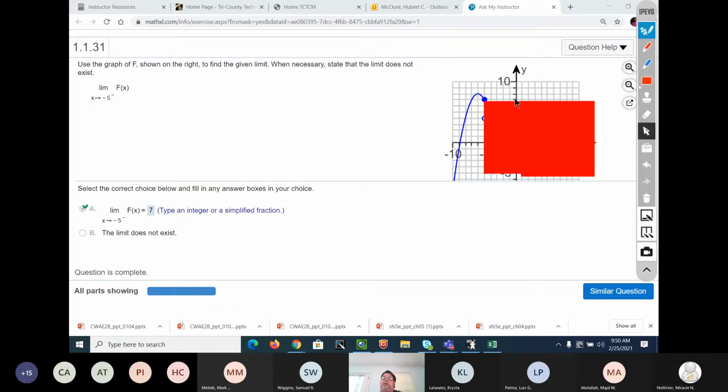It's approaching 7. And that's how you read a graph. That's how you read a limit. That's why this is a test question.